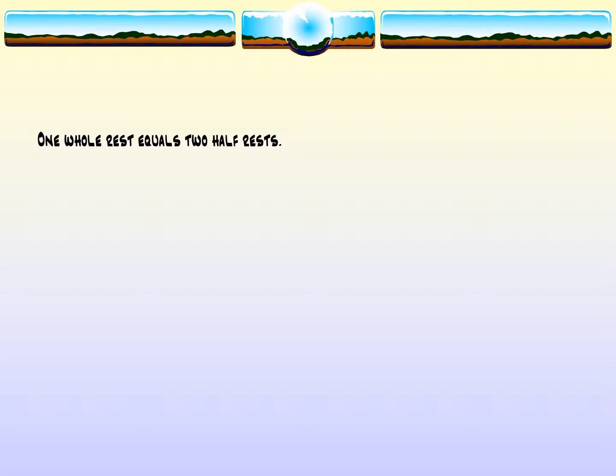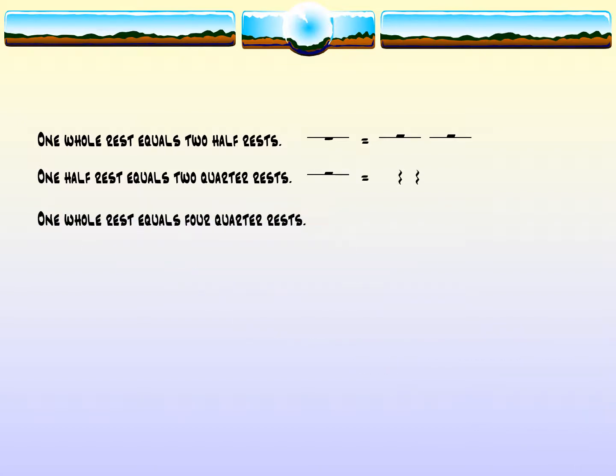One whole rest equals 2 half rests. This is just like notes, except they're rests, silence. 1 half rest equals 2 quarter rests. 1 whole rest equals 4 quarter rests.